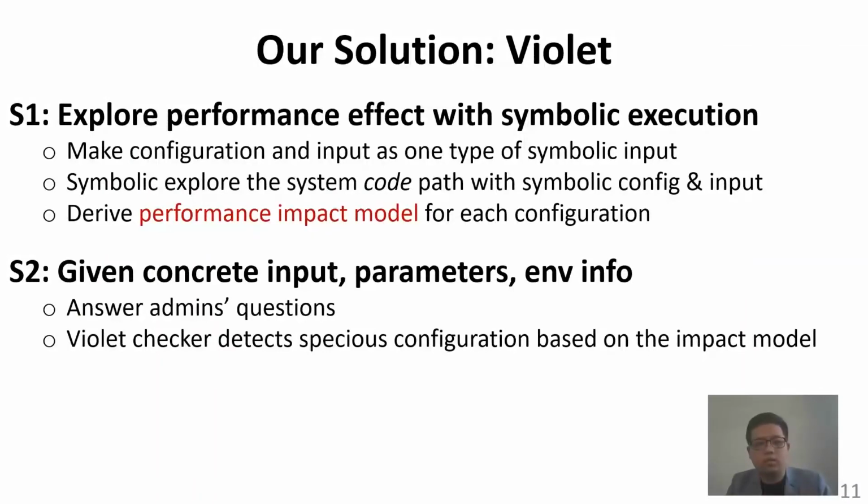We present an analytical tool called Violet. Violet works in two steps. First, Violet systematically explores the performance effect for all valid settings. It makes the configuration and its input symbolic. Then, by symbolic execution, Violet can derive a comprehensive performance cost model for each configuration. Second, given a concrete input, target parameter and other parameters, Violet can make a quick judgment about whether it would cause performance regression or not based on the impact model. It can also answer more detailed questions asked by the system administrators.